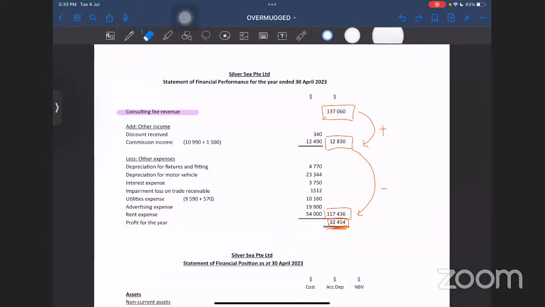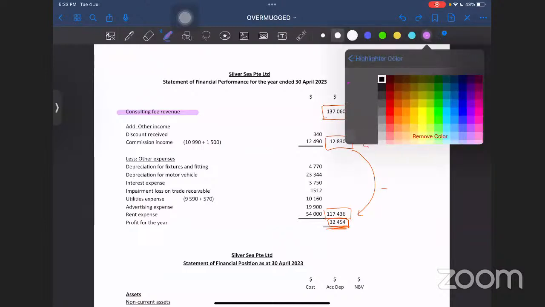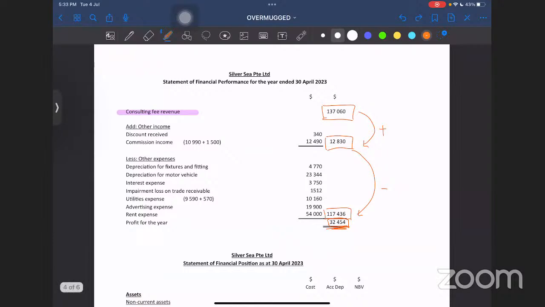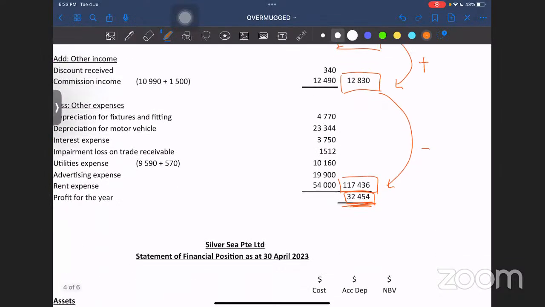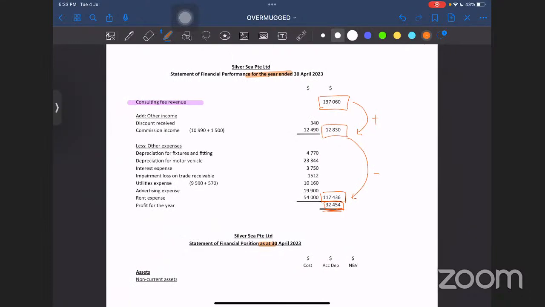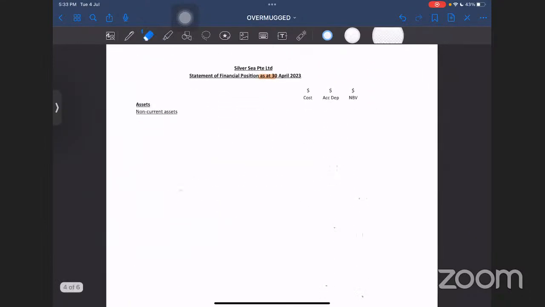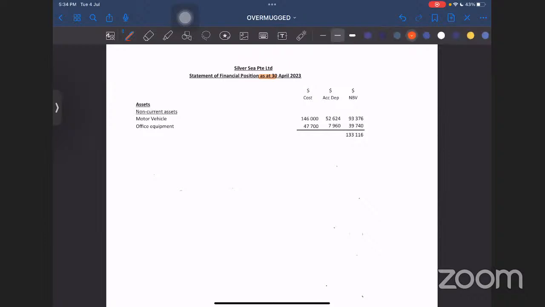So let's move on to position. So let's recap again. Performance is for the year ended. Position is an asset, so do take note of that. Position, like I said, we always start with NCA first, right? So NCA, I have 2, and then I'll always have these three columns. So in the exam, please spell out the full thing. Don't be like me, writing short form. Please spell the full thing out. So cost, accumulated depreciation, MBV.